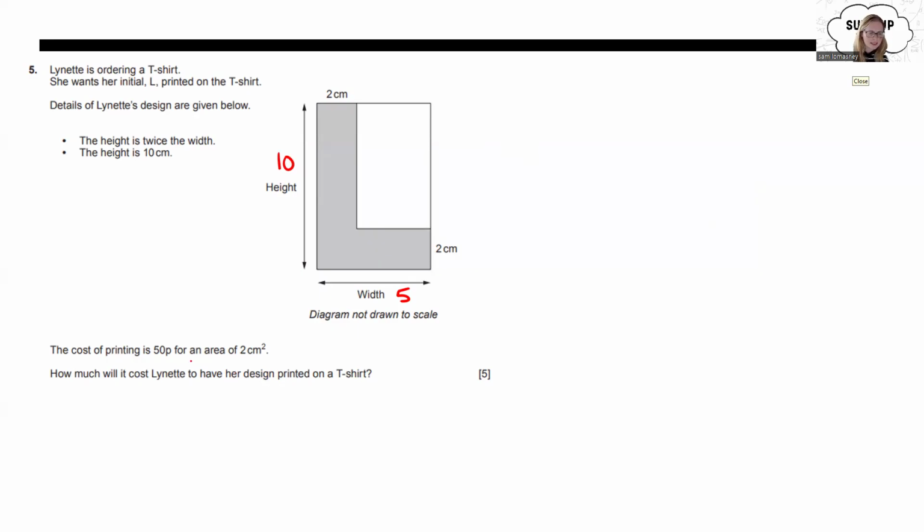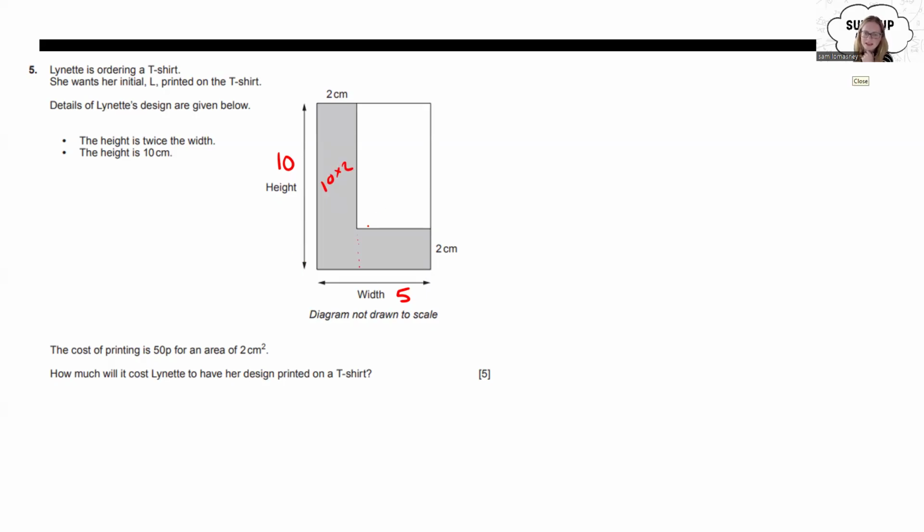So the cost of printing an area is 50p per 2 centimeters squared. How much will it cost Lynette to design the printed on a t-shirt? It's very expensive. Right, we've got an L shape, compound shape, split it into 2 rectangles. It's up to you which way you like to do it. I'm going to split it downwards because 10 times 2 sounds lovely.